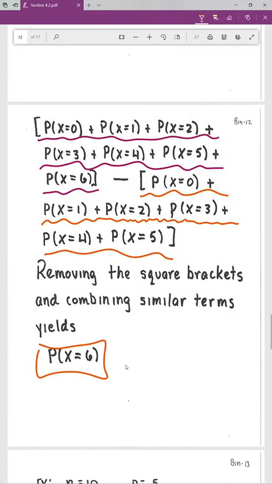To be perfectly honest, I would never do this. If I'm just asked to find the probability of x equals 6, I would definitely use the probability formula. I think that would be a lot faster personally, but that's a personal preference. You can do whichever makes you feel most comfortable.